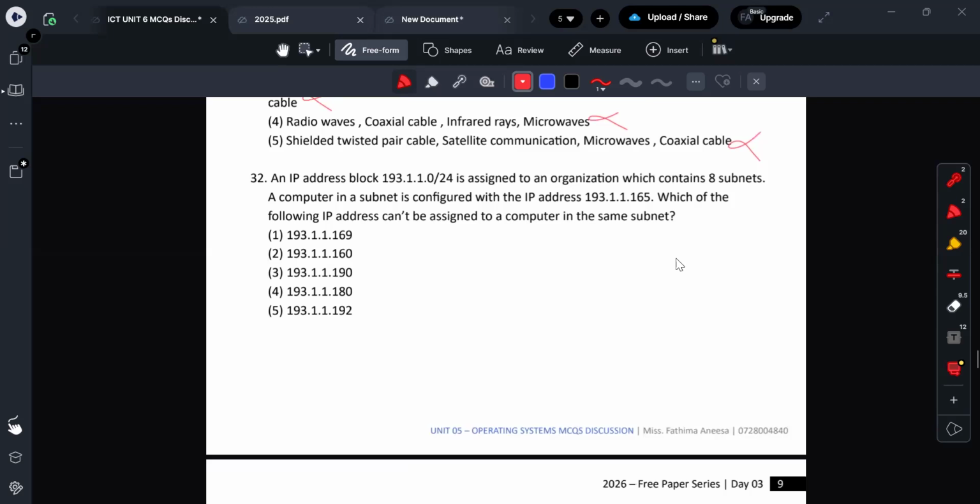Okay, right? Now an address block is assigned to an organization, which contains again 8 bits. So, similar to the past paper. A computer in a subnet is configured with this IP address, and which of the following IP addresses cannot be assigned to a computer in the same subnet?